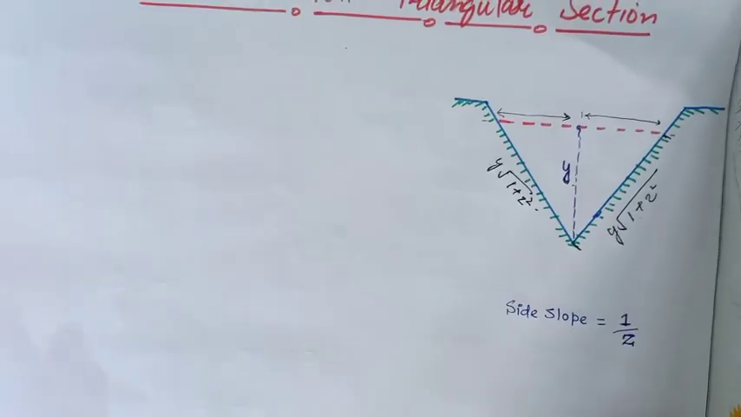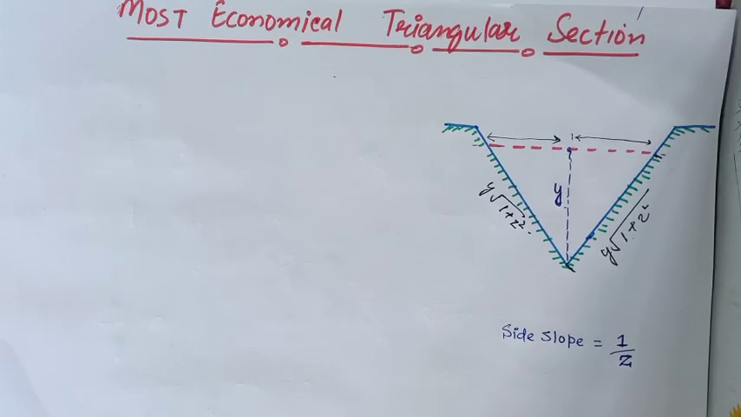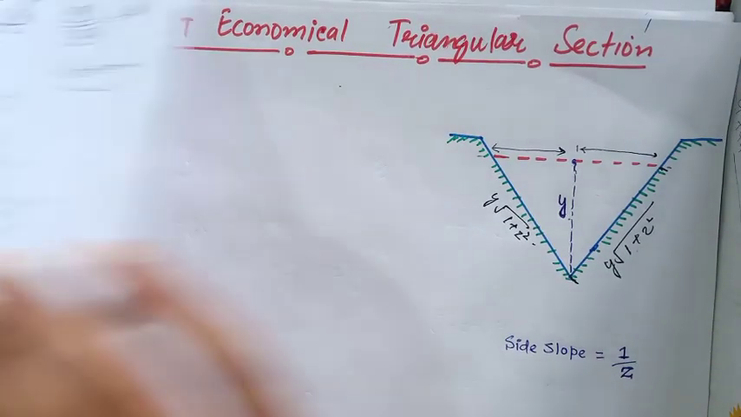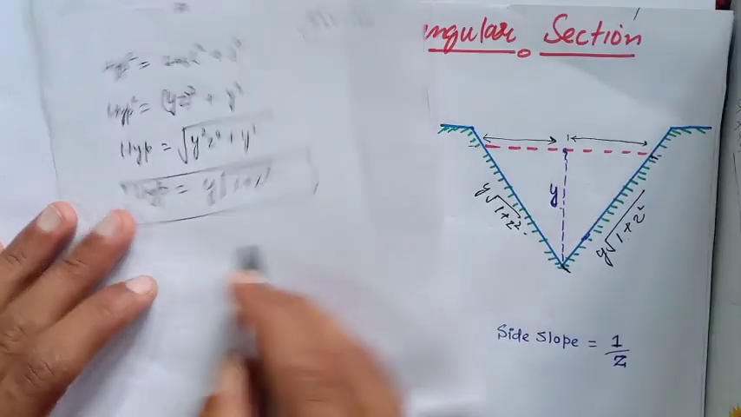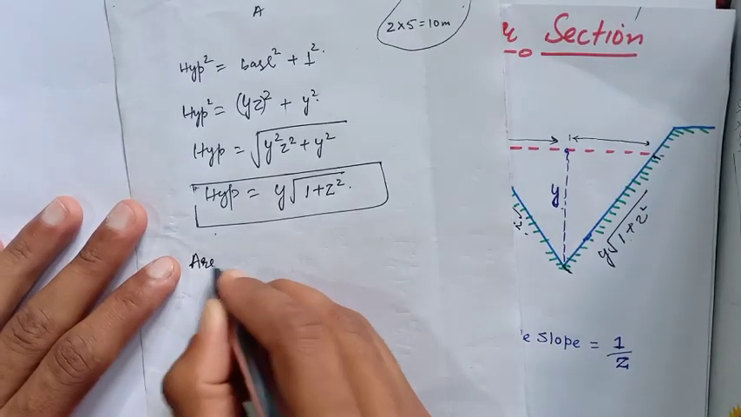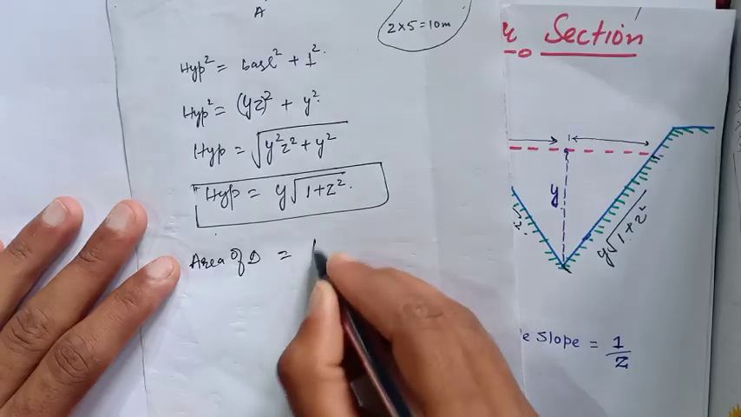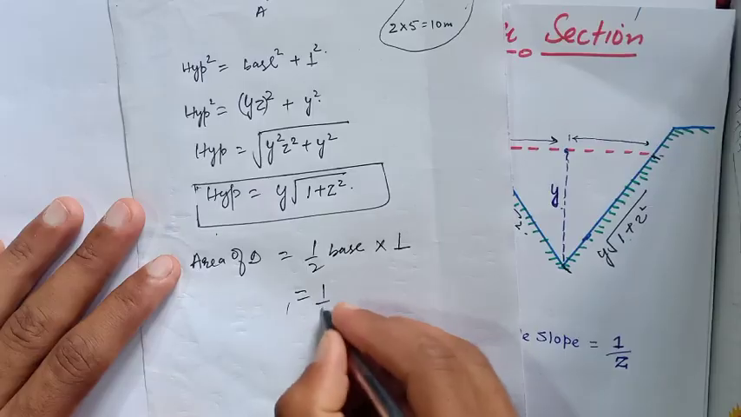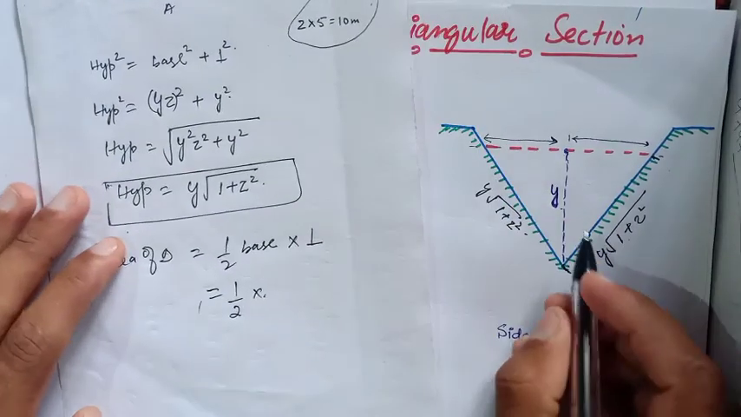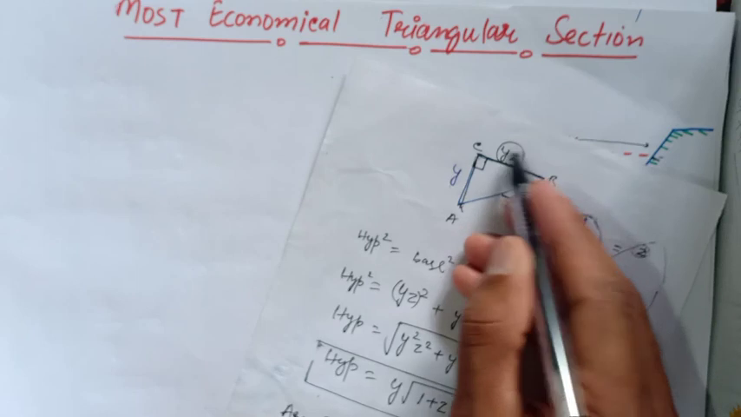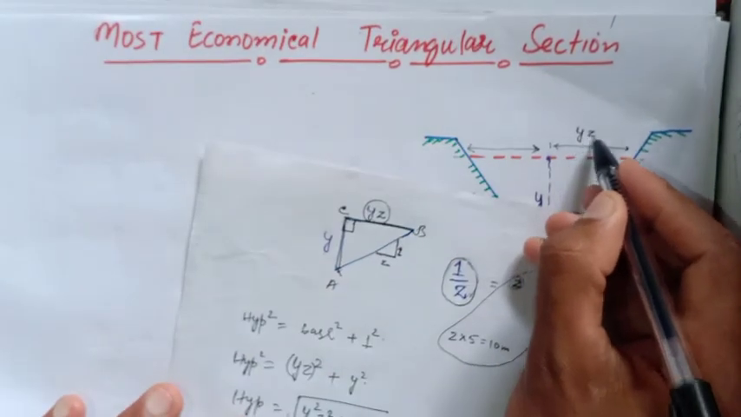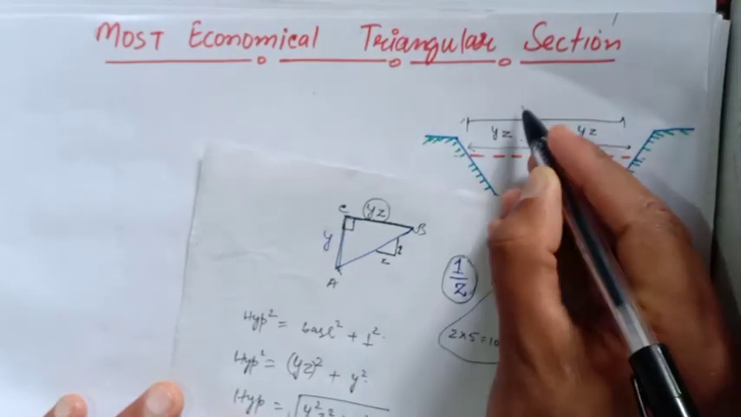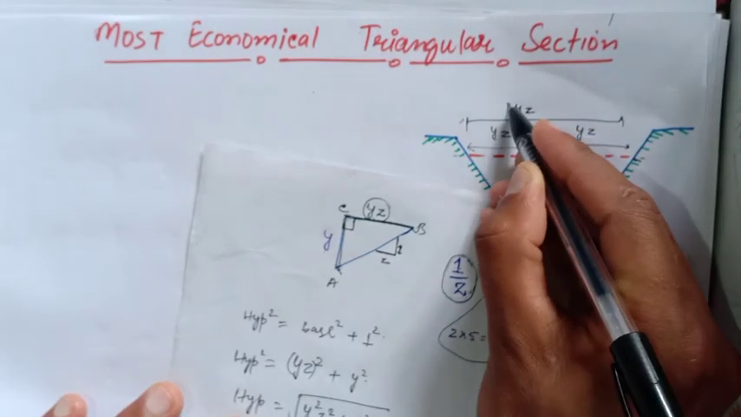Now we have to find out the area of this triangular section and the wetted perimeter. For the area, the area of a triangle is 1 by 2 base into altitude. So 1 by 2 into base. Here you can see we have taken this as yz, so this will be yz and this will be yz. yz plus yz will be twice yz, so this dimension will be twice yz.